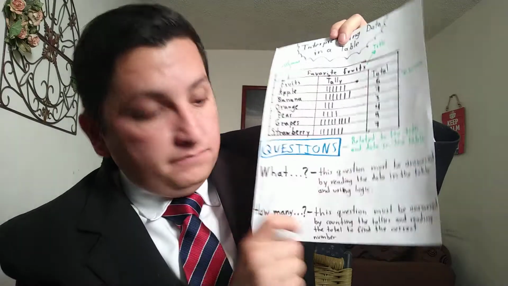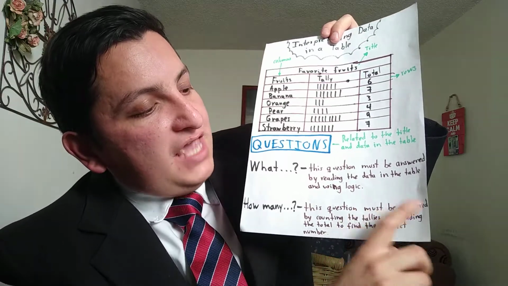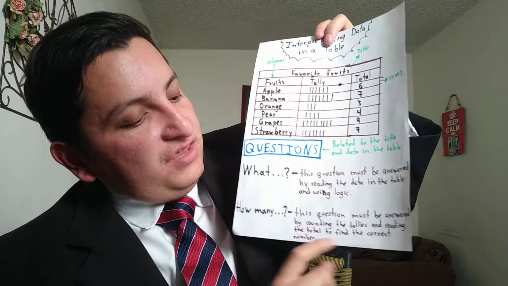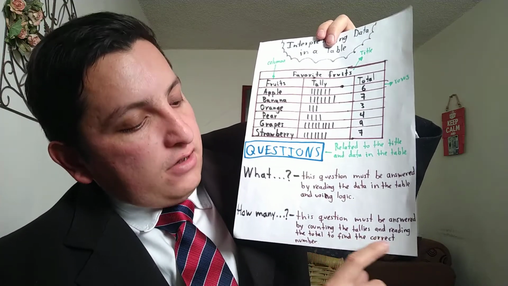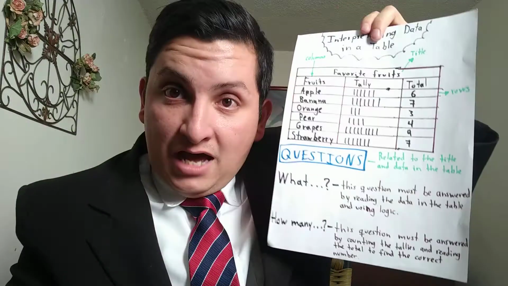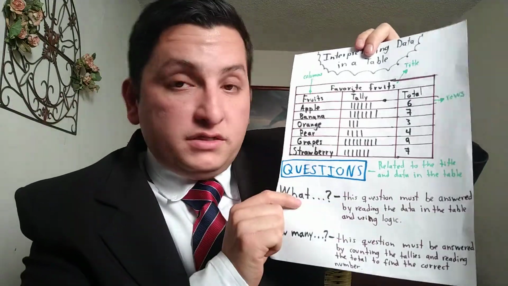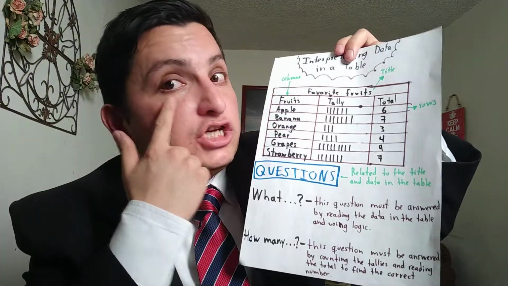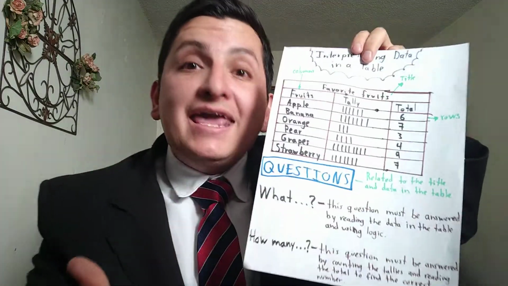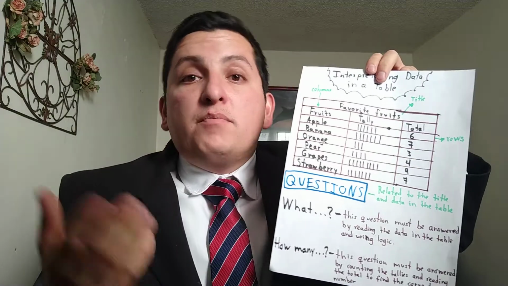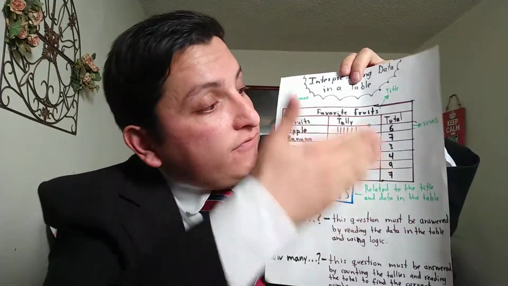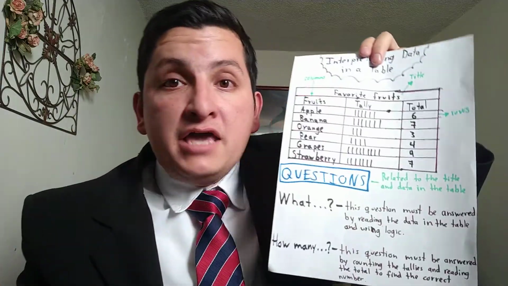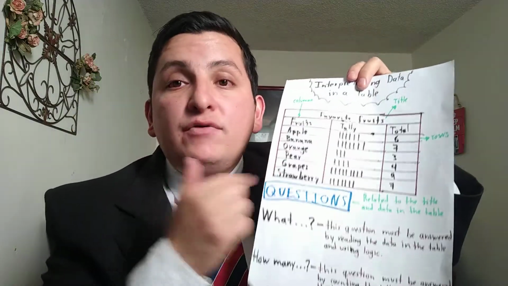Also, for how many, this question must be answered by counting the tallies and reading the total to find the correct number. This time it is the opposite of what. I need to count all the tallies, check the total, so I can make some comparisons and check the differences between them, so I can answer and recognize the quantities for every category.